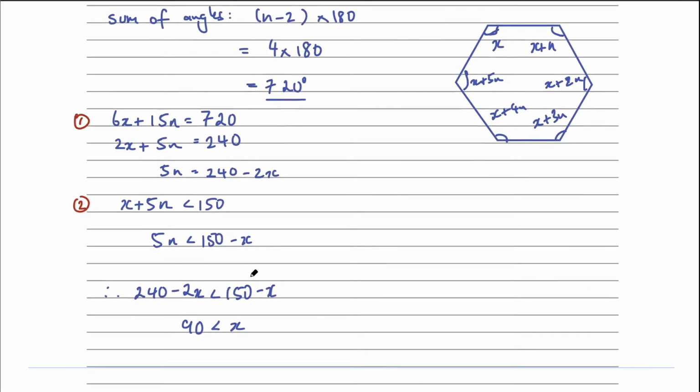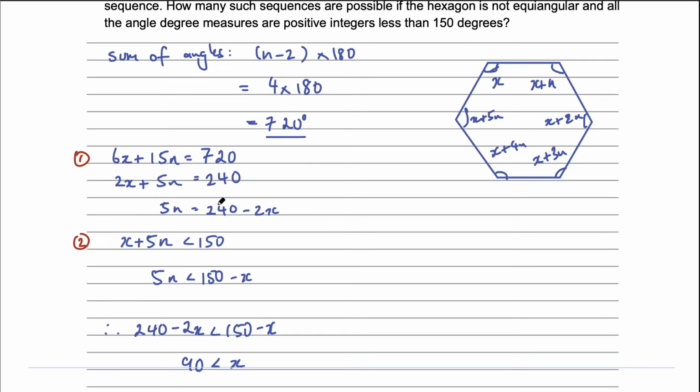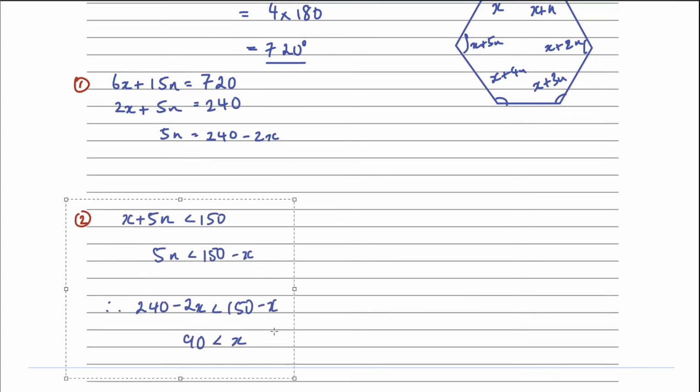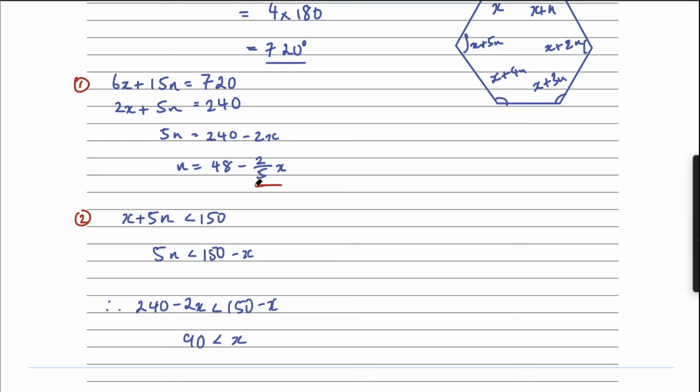Next, I want to go back to this equation, 5n = 240 - 2x. Then we can say that n = 240 divided by 5, which is going to be 48 - 2/5 x. Now this is the interesting part. This 2/5 x is the interesting part of this equation. Why is that so interesting?